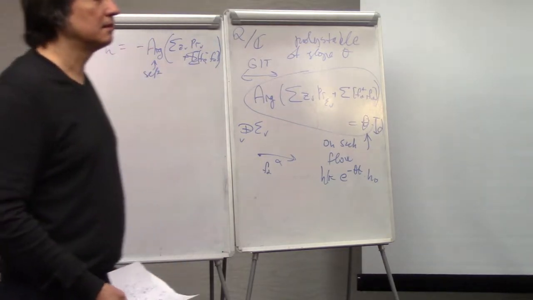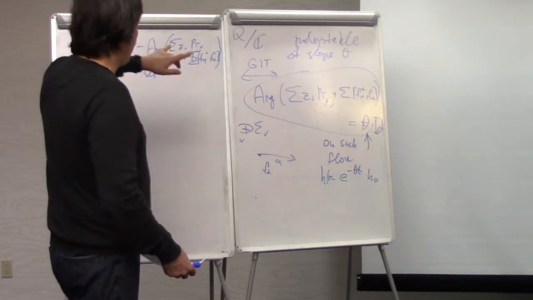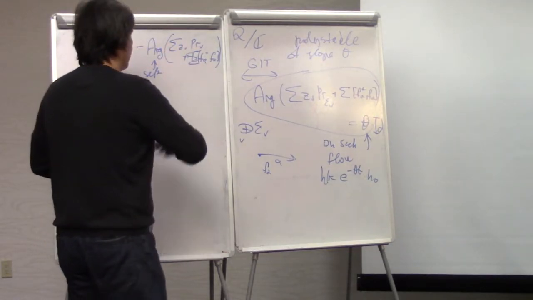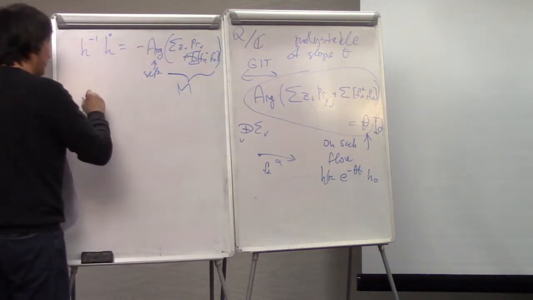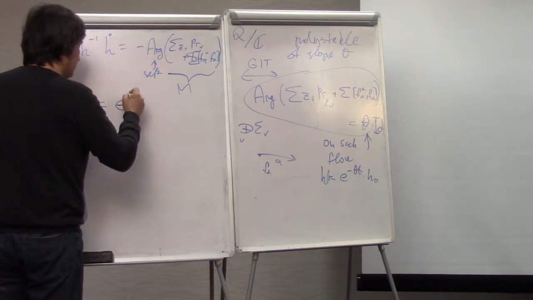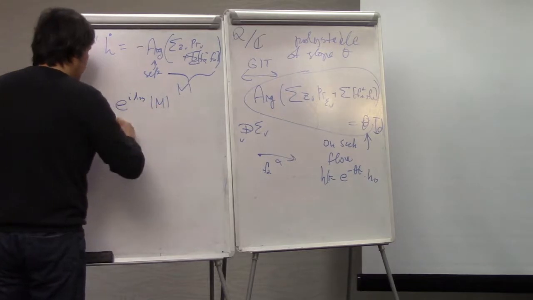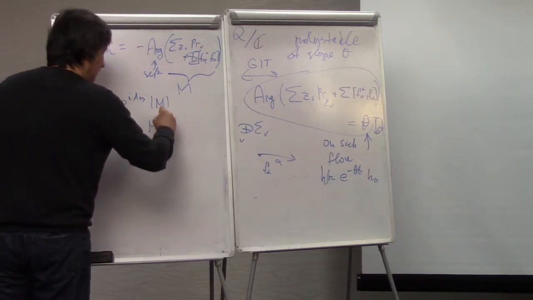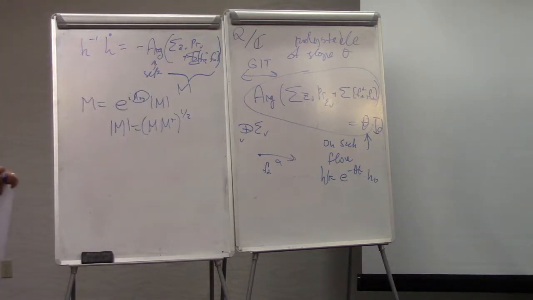Can you say exactly what argument means? Yeah, you have an operator, and you can write it as a unitary times M, that is, unitary times exponent of i argument times M. M will be the square root of M M star, and this will be a self-adjoint operator as well.